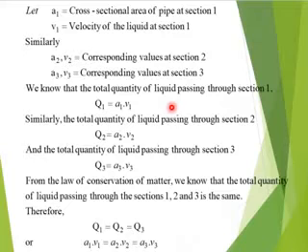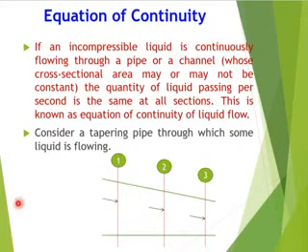We know the total quantity of liquid passing through section 1, Q1, is equal to A1 V1. Similarly, total quantity of liquid passing through section 2 is Q2 equals A2 V2, and through section 3 is Q3 equals A3 V3. From law of conservation of matter, we know that total quantity of liquid passing through sections 1, 2 and 3 is same. Therefore, Q1 equals Q2 equals Q3, or A1 V1 equals A2 V2 equals A3 V3.